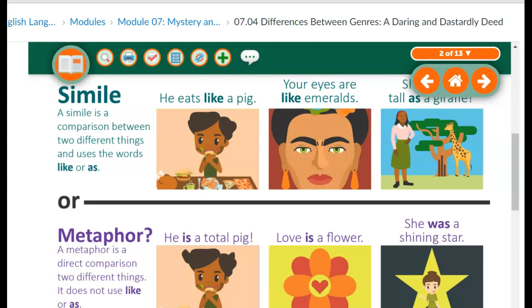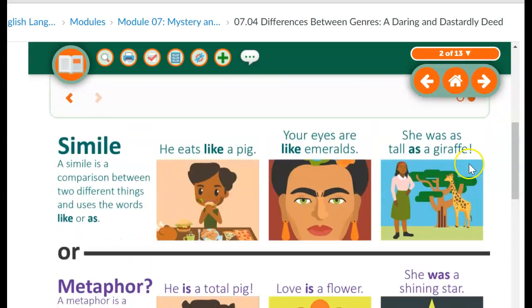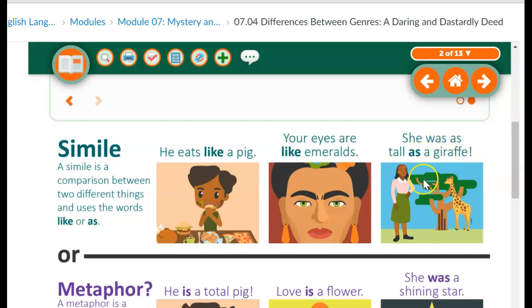They're like bright green. Yeah, bright green. Doesn't mean that her eyes turned into jewels all of a sudden. Just means that you can see from the picture they're a bright green, comparing it to the emerald jewel, which is a bright green. All right, and then she was as tall as a giraffe.